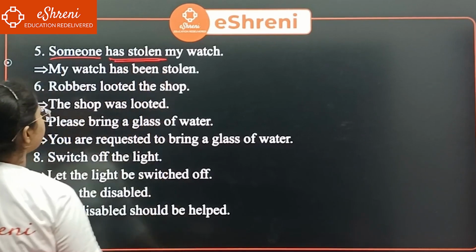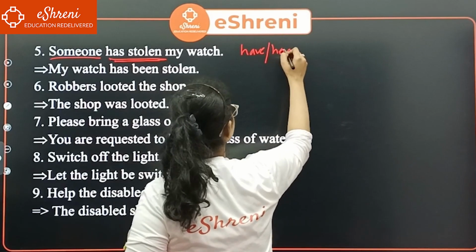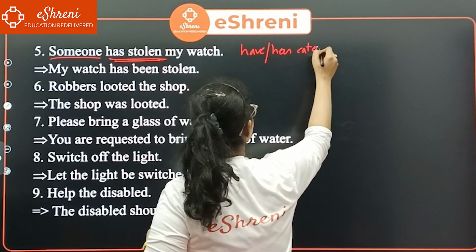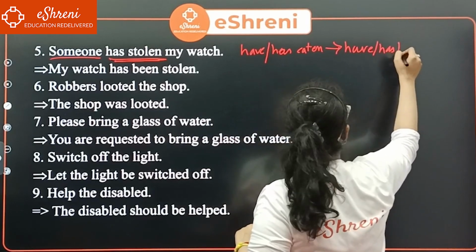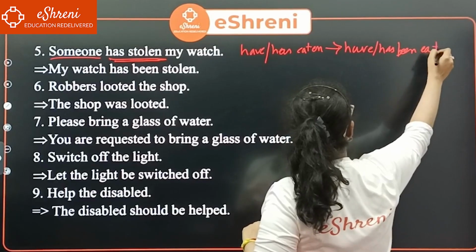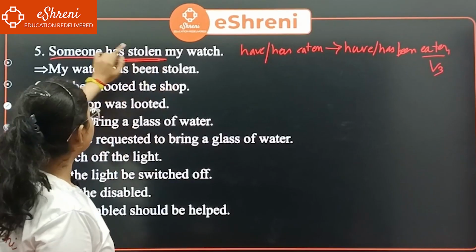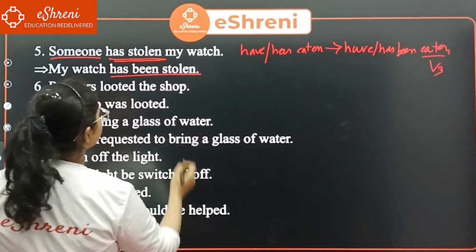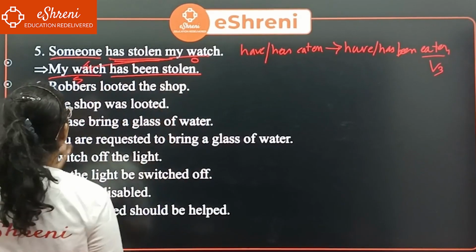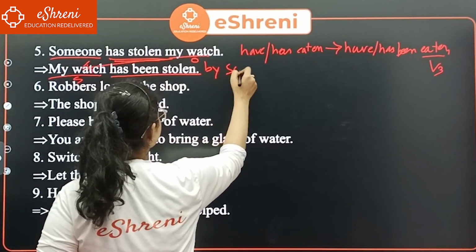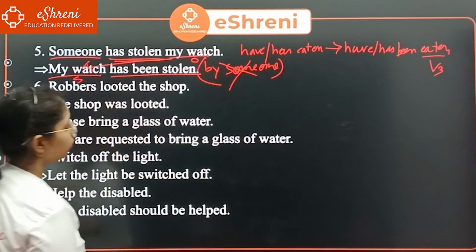So has stolen. Have or has eaten, this will become have or has been eaten. So this is the past participle form of the verb. So here has stolen will become has been stolen. So my watch is the object, the object will become subject. So my watch has been stolen. No need to put "by someone" here because that is not so important.